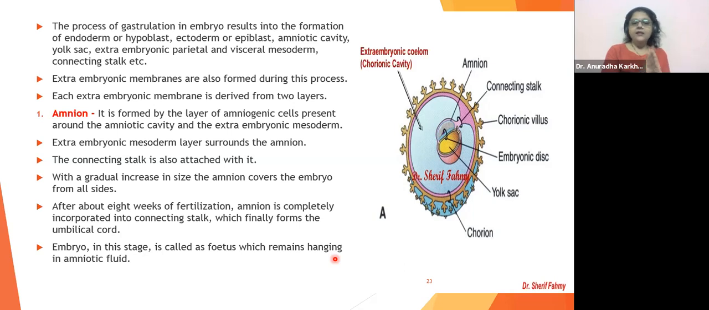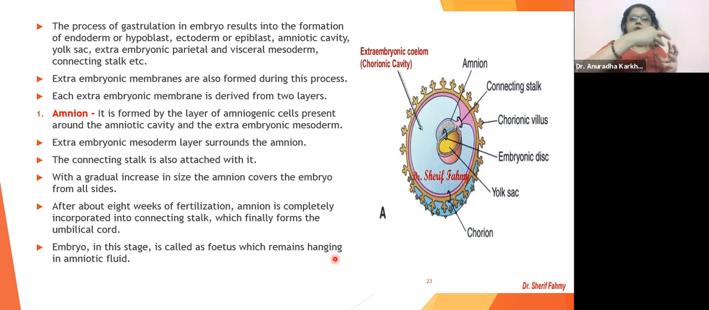Embryo in this stage is called as fetus, which remains hanging in the amniotic fluid. So this amnion is outside the embryo. It is not a part of the embryo. It is going to surround the embryo from all the sides.